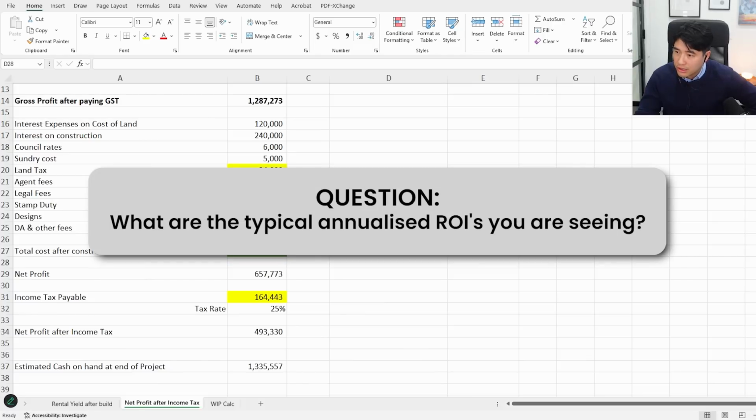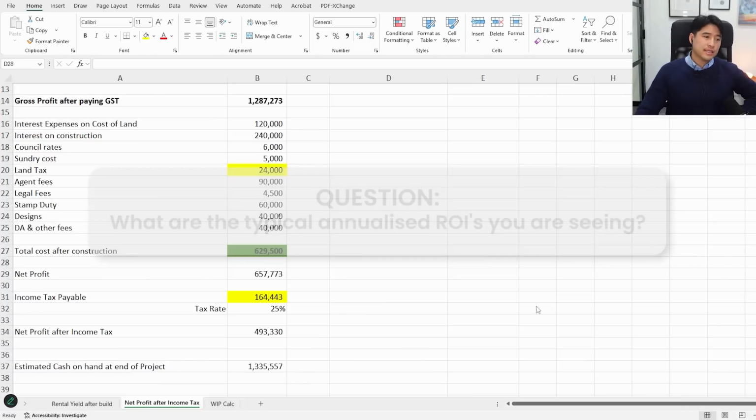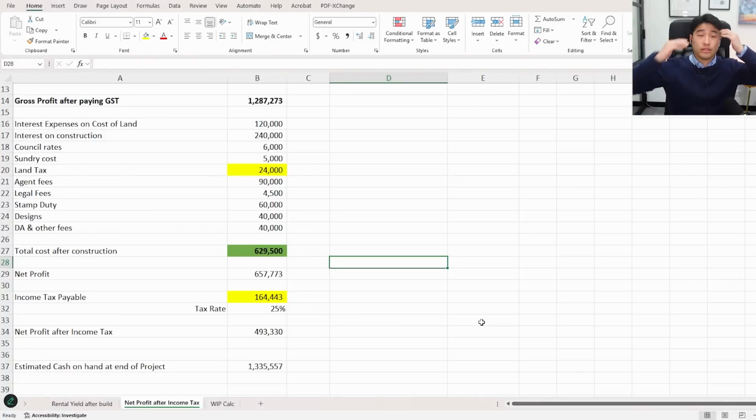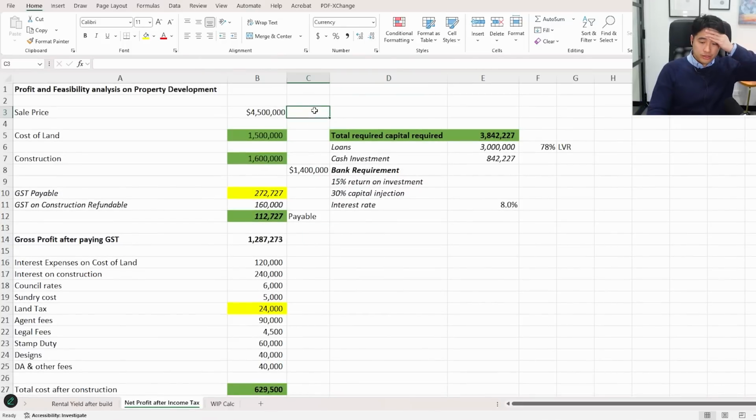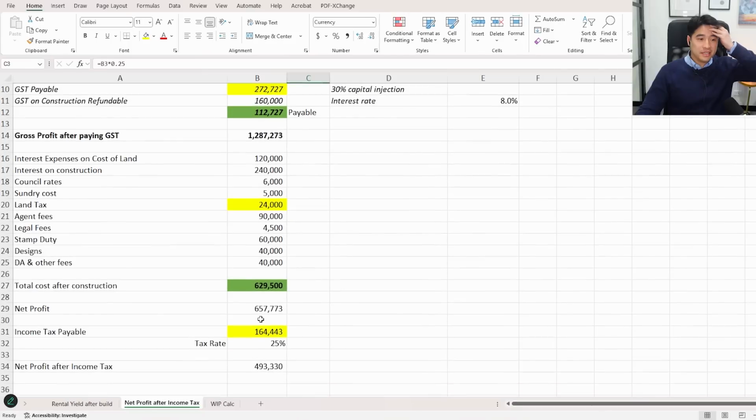What are the typical analyzed ROIs you are seeing? Or as in the profit? Usually people try to make 25% on the project. So they usually try to make 25%, 1 mil, yeah. But as you can see, it doesn't normally happen anymore.